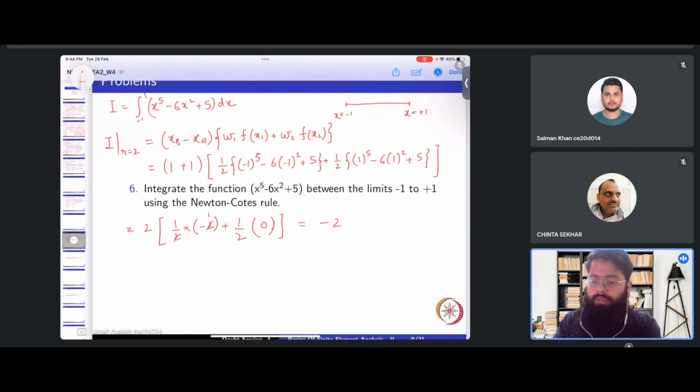Just check the exact solution very quickly with the calculator. It's x to the power 5 minus 6x square plus 5, integrate from minus 1 to plus 1. So actually it's supposed to be 6, so we're getting huge error.